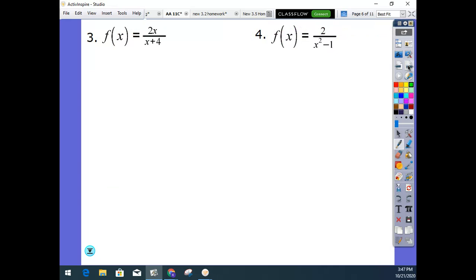All right, number 3. My vertical asymptote: what value of x makes my denominator 0? When x equals -4. Horizontal asymptote. So let's look at our power function. That's the degree of the top. I'm going to just write y equals the degree of the top over the degree of the bottom. The x's cancel. y equals 2 will be my horizontal asymptote.